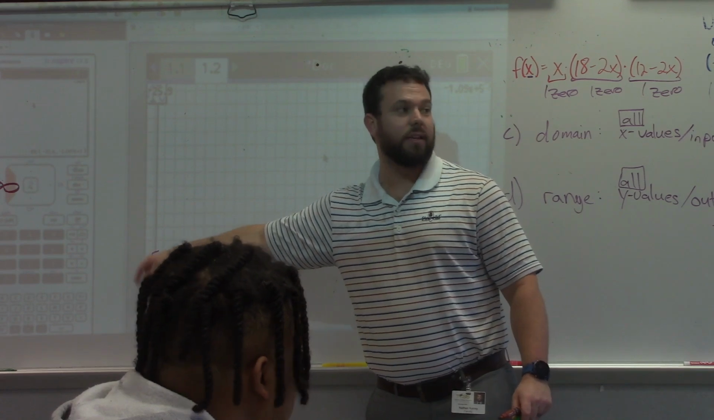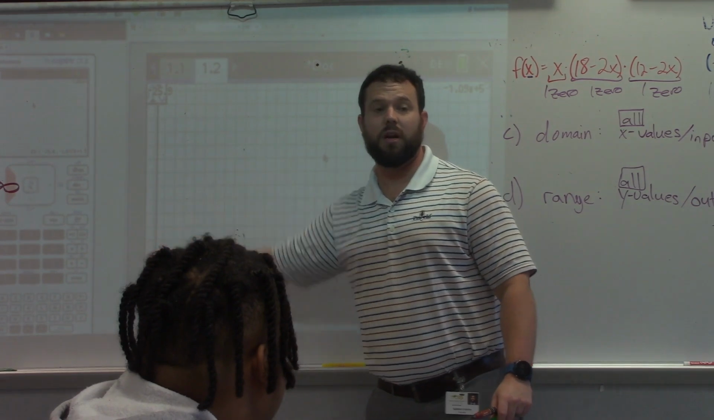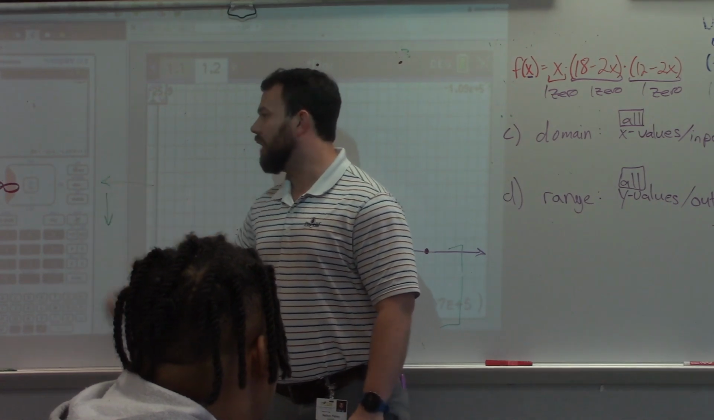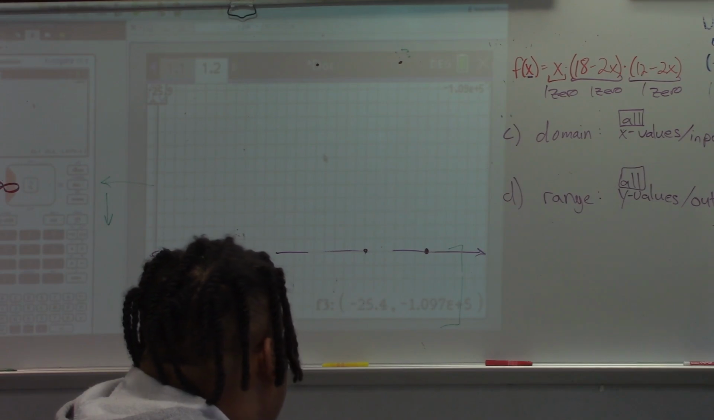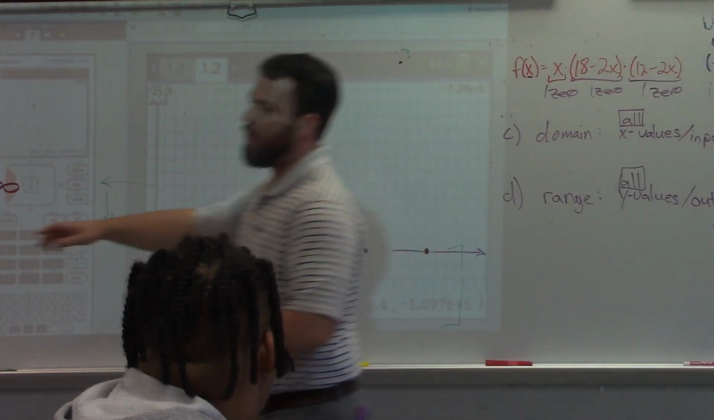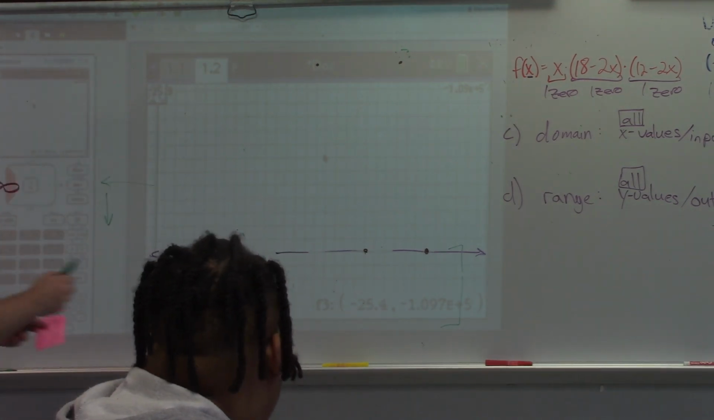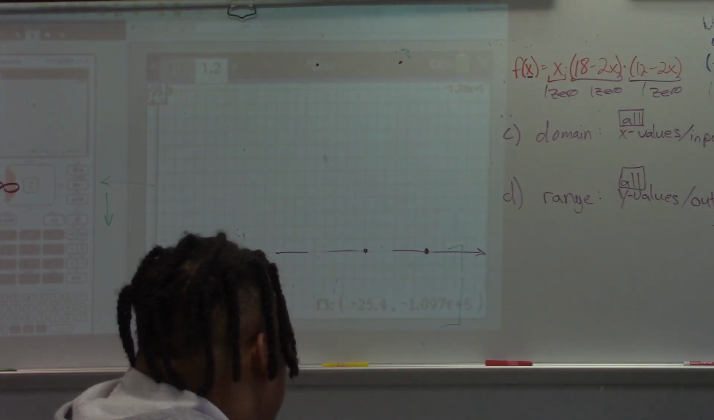Does it ever quit going down? No. As we went to the left, it also was going down. And so what was that minimum y value again? Negative infinity. Comma. What's the maximum y value? Positive infinity. Okay.